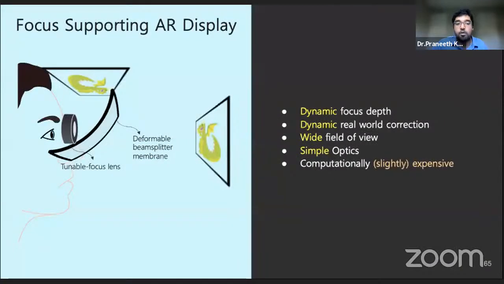So general focus supporting AR displays can be broadly categorized as providing dynamic focus depth, providing dynamic real world correction, and a wide field of view. And we want simple optics, and we want it to be computationally less expensive. Something like a holographic display or even a variable focus display is slightly more expensive computationally, but we are able to achieve a dynamic focus depth for virtual images, dynamic real world correction, wide field of view, and simple optics.